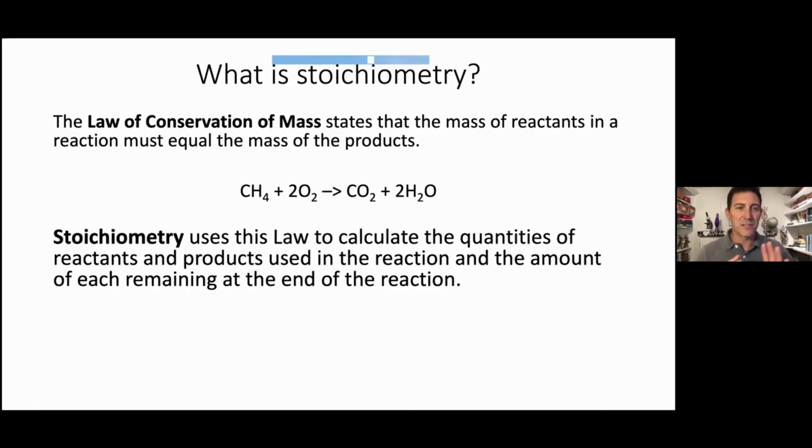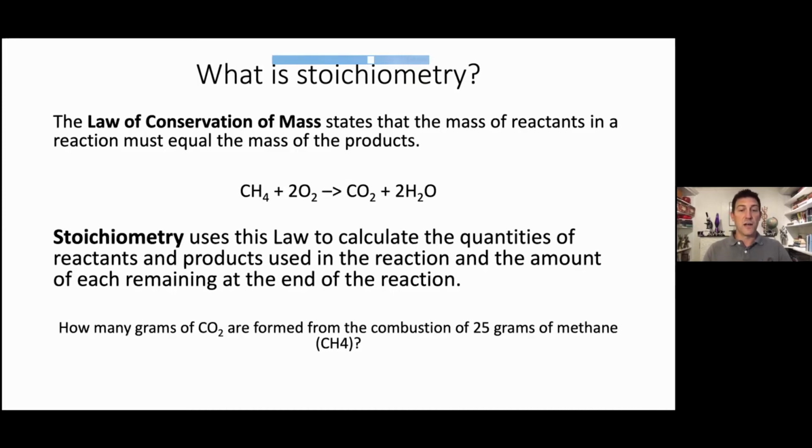And what I mean by balancing has to do with the law of conservation of mass. So stoichiometry uses this law to calculate the quantities of reactants and products used in a reaction and the amount that might be left over after the reaction is done. So let's go back to our equation above, but use an example. How many grams of CO2 are formed from the combustion of 25 grams of methane? That means if we're starting with 25 grams of methane, this stuff right here, how many grams of this stuff are going to be produced?